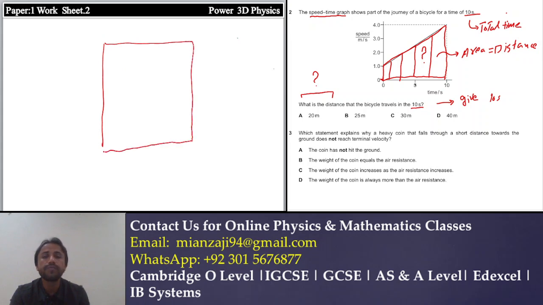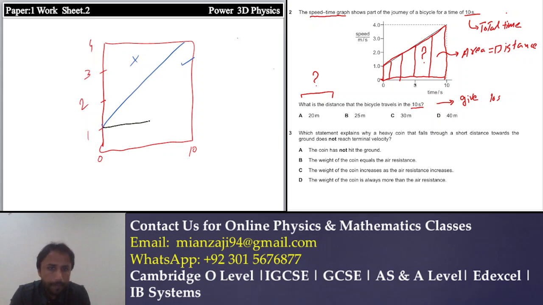See very carefully. This is a graph. Here is 0 and here is 10 and here is 4. This is 1, this is 2 and this is 3. Our graph is going in these directions. We have to find the area of this portion, not these portions. First of all, I will divide the area into two parts. Now I have two shapes.